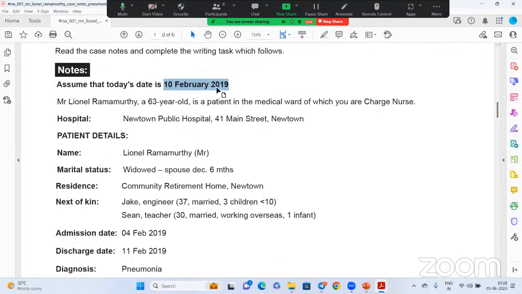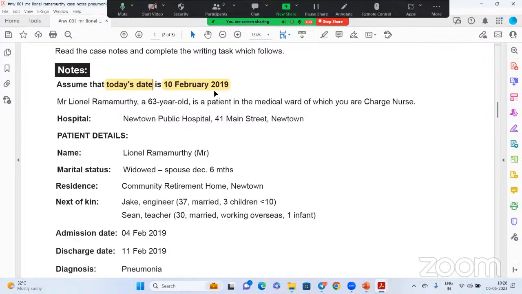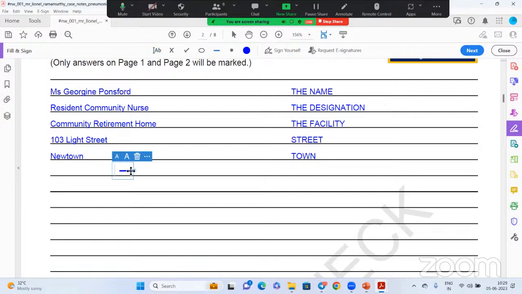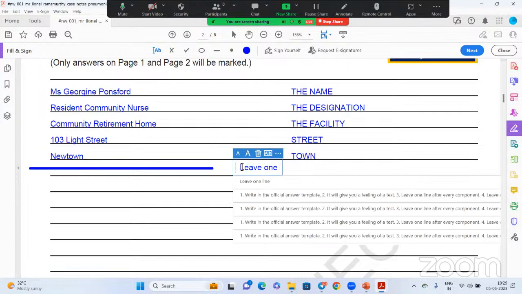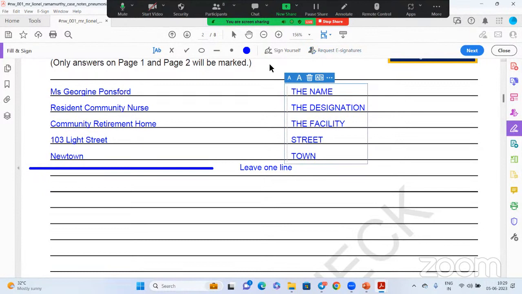Remember that they'll give you today's date, but in the exam, you'll write the same date as of the exam. So 10th February 2019, this you will write as it is. Just copy the text. So the date, we are going here and writing here. Leave one line. After every component, leave one line. That's very important.